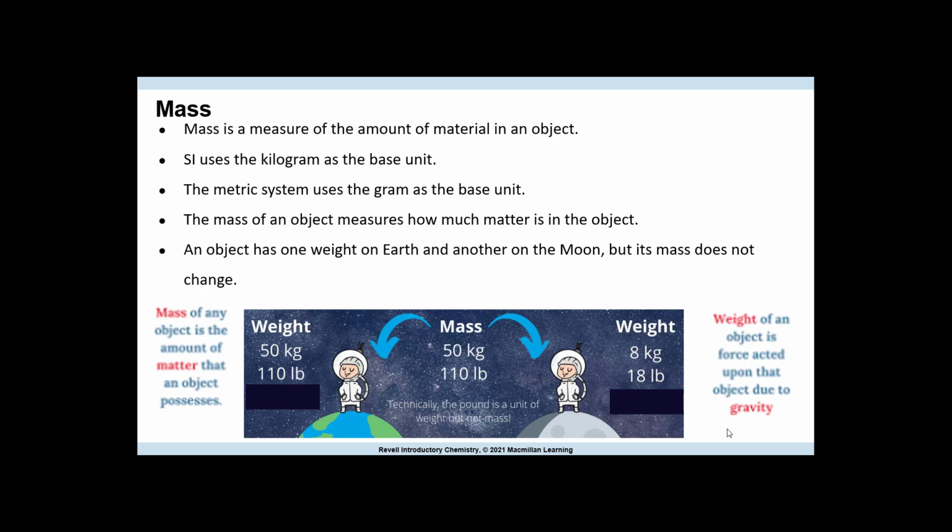So here's an example of somebody that would weigh 110 pounds on Earth, weighs 18 pounds on the moon. However, the mass is 50 kilograms, regardless if you're on the moon or on Earth. So this slide is something that you guys don't have. I just want to specify and point out why the word mass is going to be used now more than weight, even though your book doesn't seem to pick up on that yet, but it will. It'll eventually change and it'll be strictly mass.